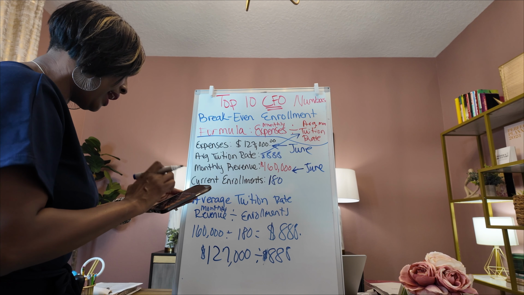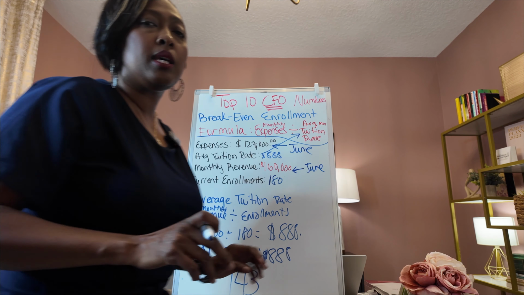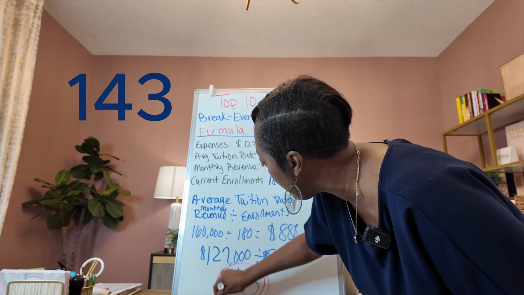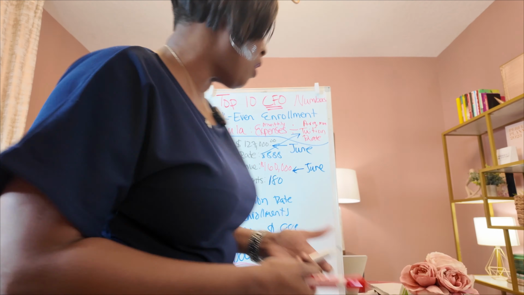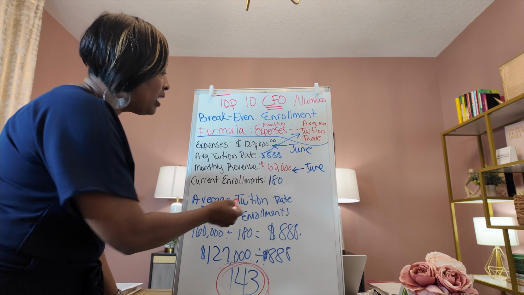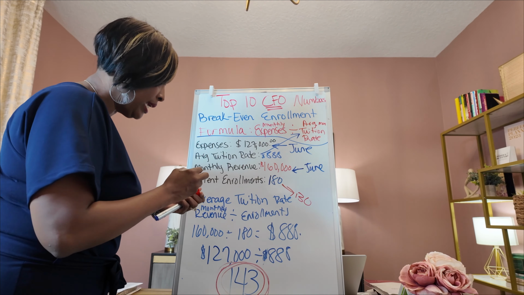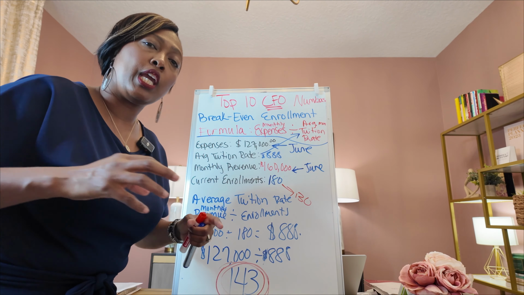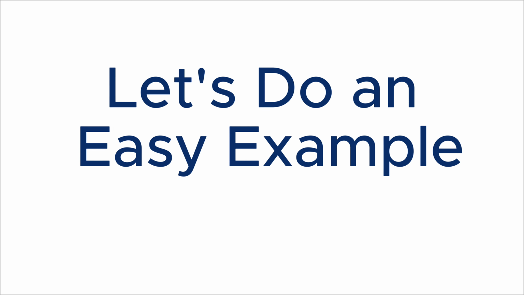127,000 divided by $888. That means in order for me to break even, I have to have 143 enrollments. Anything below this number, I'm failing. Now, how many current enrollments do I have? 180. So am I making money? You better believe I am. What if this number was 130? Guess what? I'm losing money. So I see that my break-even enrollment, I need 143 enrollments to break even based off of what I currently have in my building.